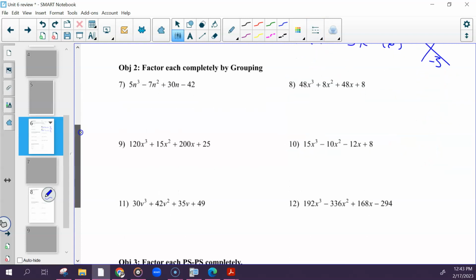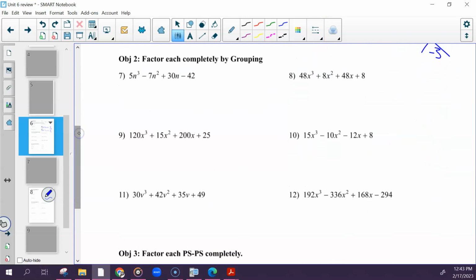Next objective is grouping. Of those 6, which ones do we want to see, go over, have questions about? Alright, for 7, because we have 4 terms, split it down the middle. What did those first two have in common? Just n squared. So 1, yes, but n squared. So divide that out. What would be left? 5n.